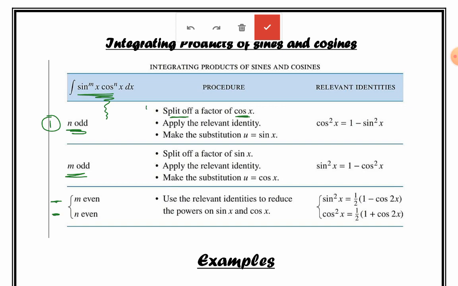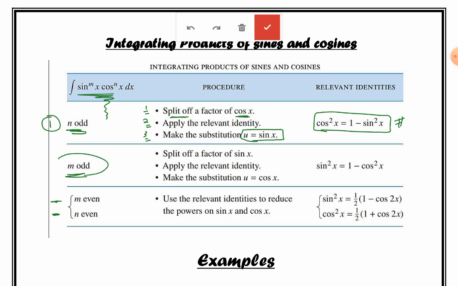Step 2 is to apply the relevant identity, which is cosine squared x equals 1 minus sine squared x, the Pythagorean identity. Step 3 is to make the substitution u equals sine x. So you should look at the exponent of cosine, whether it's even or odd. If it's odd, to the power of 3, 5, 7, we split off a factor of cosine x, apply the identity cosine squared x equals 1 minus sine squared x, and then the last step is to make the substitution u equals sine x.